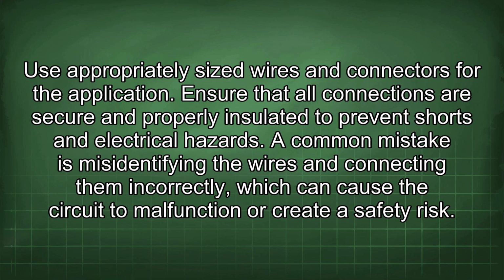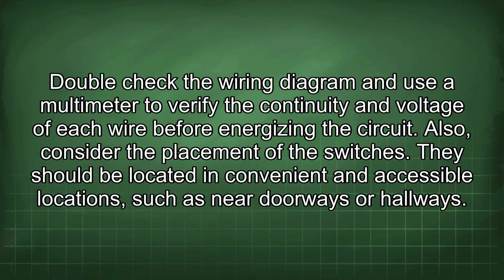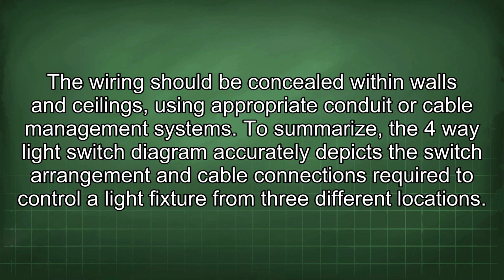A common mistake is misidentifying the wires and connecting them incorrectly, which can cause the circuit to malfunction or create a safety risk. Double-check the wiring diagram and use a multimeter to verify the continuity and voltage of each wire before energizing the circuit. Also, consider the placement of the switches. They should be located in convenient and accessible locations such as near doorways or hallways. The wiring should be concealed within walls and ceilings, using appropriate conduit or cable management systems.